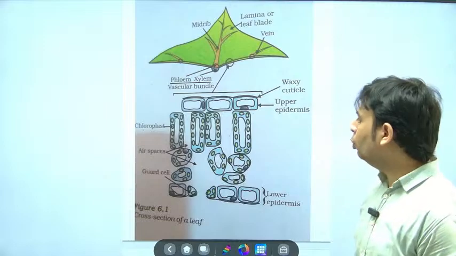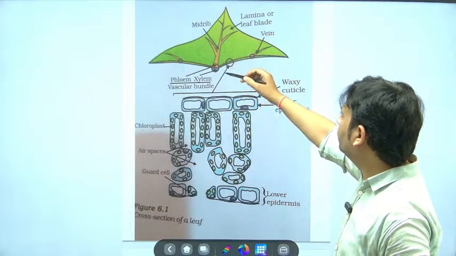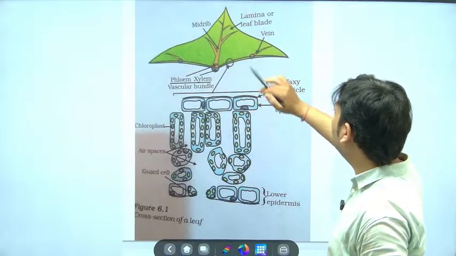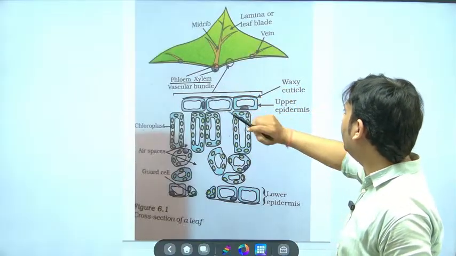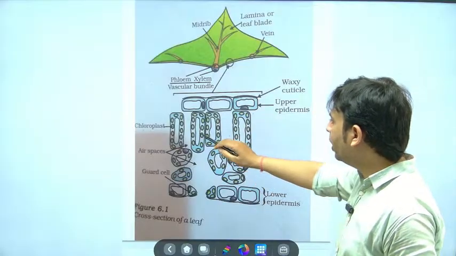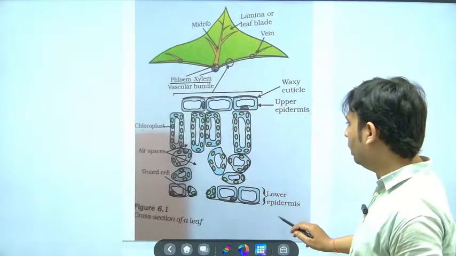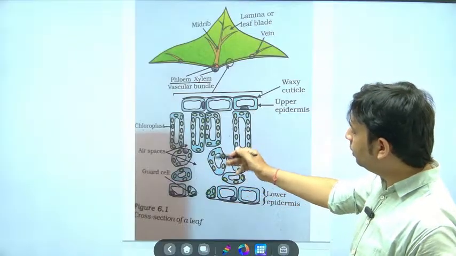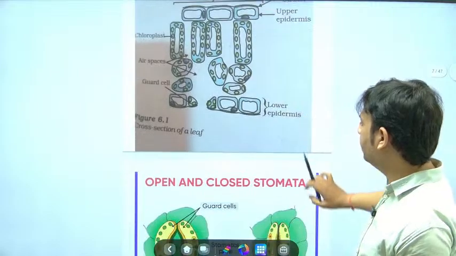So dear students, look at the cross section of the leaf. This is the midrib of the leaf. This is the lamina or leaflet. These are veins. These are phloem, xylem, the vascular bundle, and this is the cuticle. This is the upper epidermis, chloroplast. These are air spaces, guard cells, and lower epidermis. So stomata are present here, which do the exchange of gases.